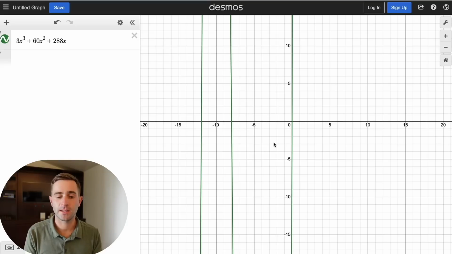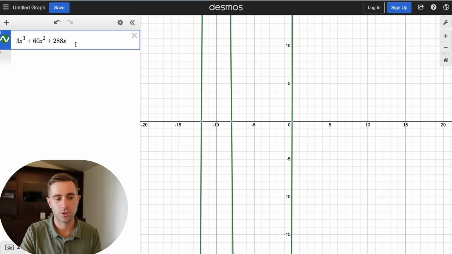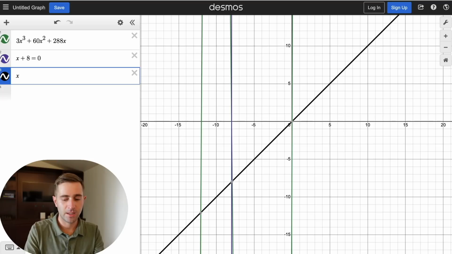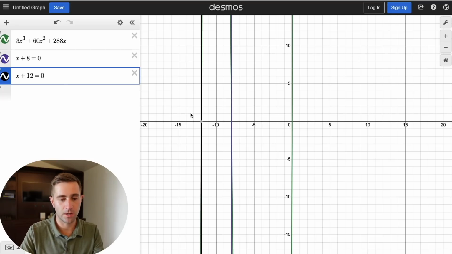So now we're going to connect this back to Desmos. All you're going to do is graph your original expression. What you want to remember is your x-intercepts are your solutions. If we see an x-intercept of -8, that means we're going to have a factor of x plus 8, because when we set it equal to 0, we get that same intersection point. Same thing here, x plus 12 equals 0. So that's the way that in Desmos we could tell that 12 is our correct answer. We see a solution of -12, so that means we're going to have a factor of x plus 12.